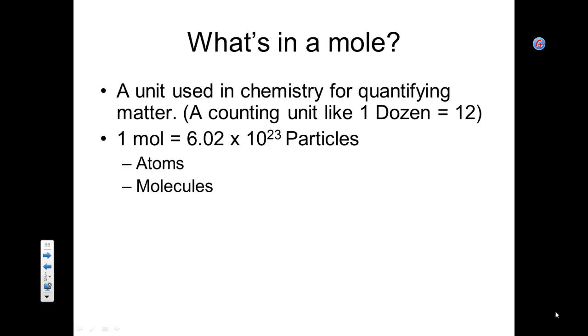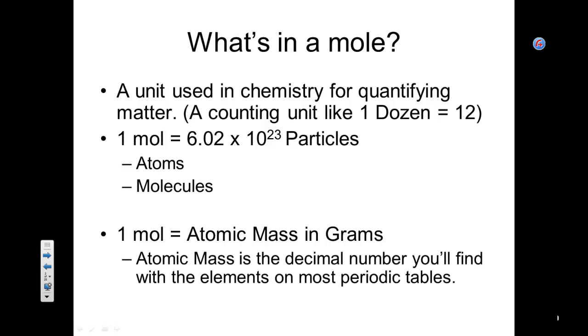So how do we measure out a mole? Well, we generally do it on a balance by measuring grams. A mole is the atomic mass in grams, and we find the atomic mass on the periodic table, and you'll want to have a periodic table available to you as you work through this video. So why don't you pause and go grab one if you don't have one right now, or you can find one in the back cover of your textbook.